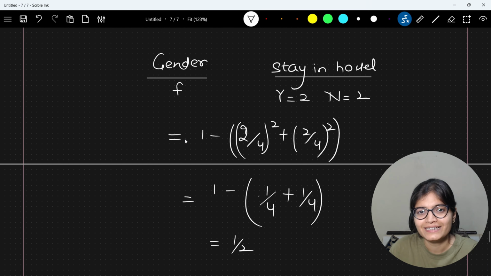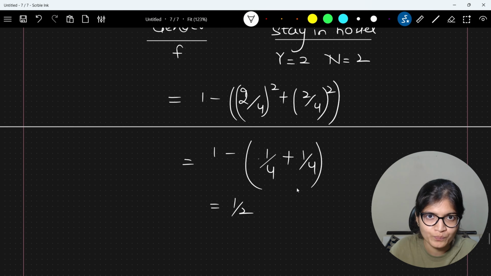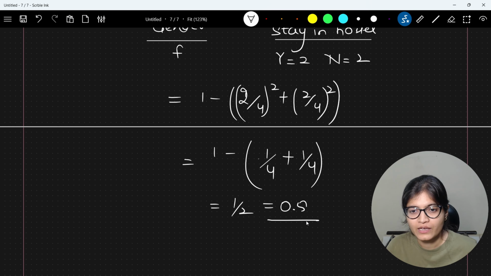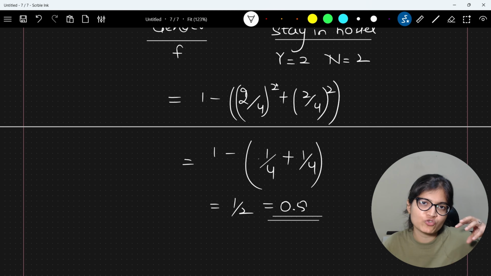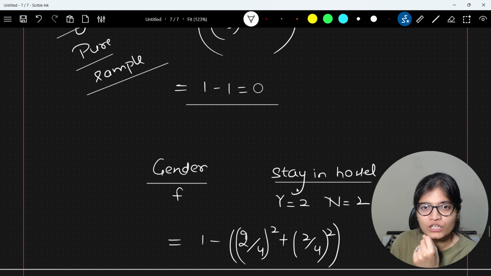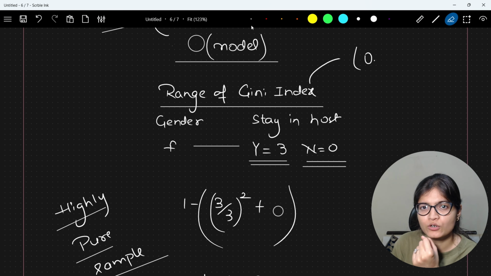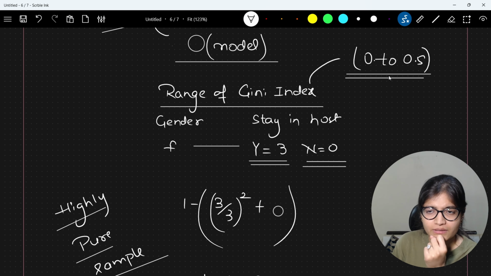So in a way, the Gini value for gender female is equal to 1 by 2. What that indicates is this is the maximum value of the Gini index, where the node is highly confused. There is a 50% chance to go to the yes side and a 50% chance to go to the no side, and that's why it's the maximum value. So if someone asks you the range of the Gini index, it is from 0 to 0.5. This is the range of a Gini index.